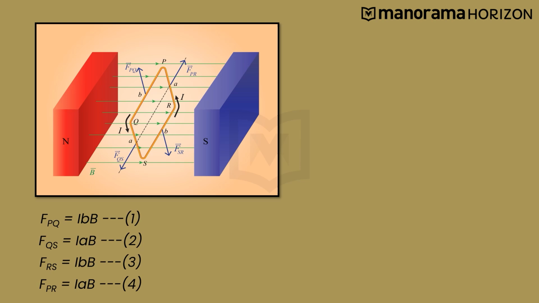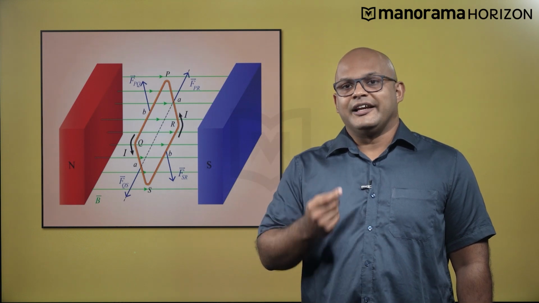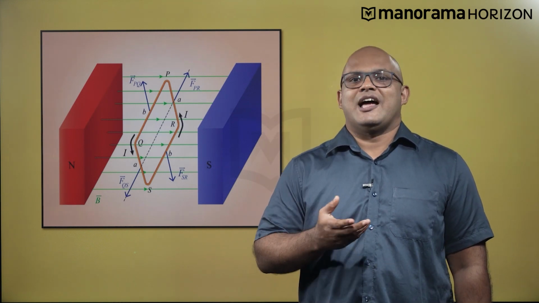So, we see that this is a rectangular current loop. There are 4 arms, and each of these arms will have a current, and as a result, there will be a force being exerted on that particular arm. For example, F_PQ is equal to I B times capital B, and so on. Now, each of these arms gives the direction of the respective forces acting on them.